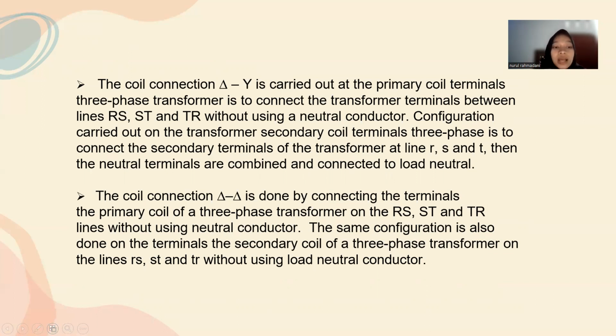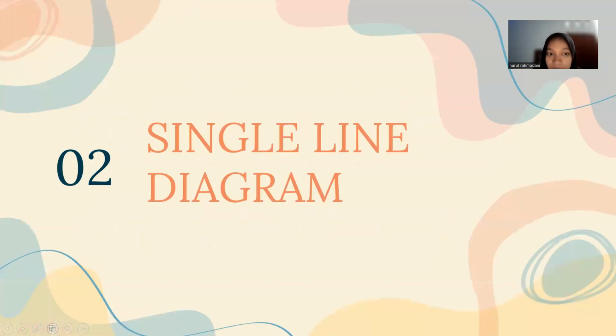And the fourth, the coil connection delta to delta is done by connecting the terminals of the primary coil of a three-phase transformer on the RS, ST, and TR lines without using a neutral conductor. The same configuration is also done on the terminals of the secondary coil of a three-phase transformer on the lines RS, ST, and TR without using a neutral conductor.